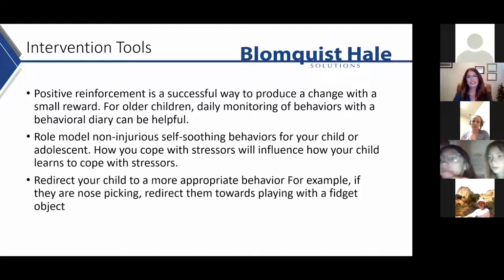So for older kids, it's daily monitoring of behaviors and emotions. You can monitor the behaviors, but it's always about the emotions too. So, okay, a behavioral diary, sure, but make sure you go into the emotions, which is later. So role model the non-judgment of the self-soothing behavior. You just don't judge and don't shame the self-soothing behavior.